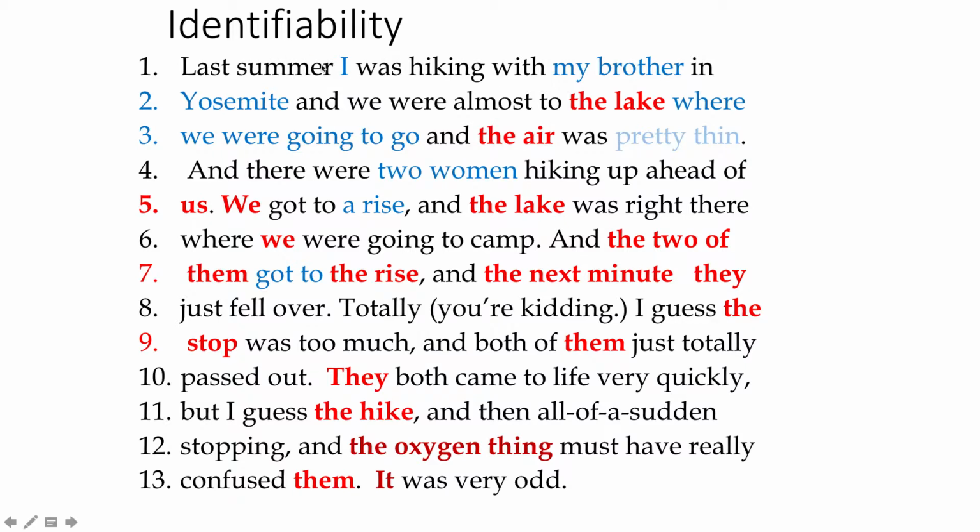The blue information is information which supplies the identifiability, which supplies the understandability to the red. So we're almost to the lake. So you could assume that there's lakes maybe because of the fact that Yosemite Park has lakes, but I wouldn't know which lake we're talking about. It's actually the following phrase, where we're going to go, which supplies the identifiability to this definite construction, the lake. The lake, which lake, where we were going to go.